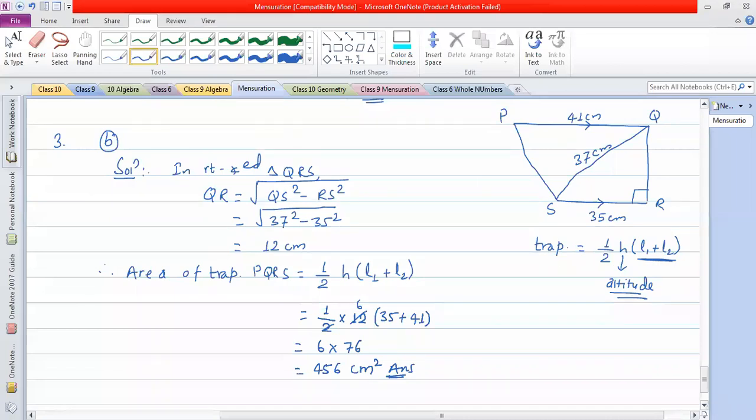So in C number, simply it is a rhombus. Just use 1/2 d1 into d2, and in D number it is a kite. Use again 1/2 d1 into d2. Okay, I hope you can solve other questions from question number 3.